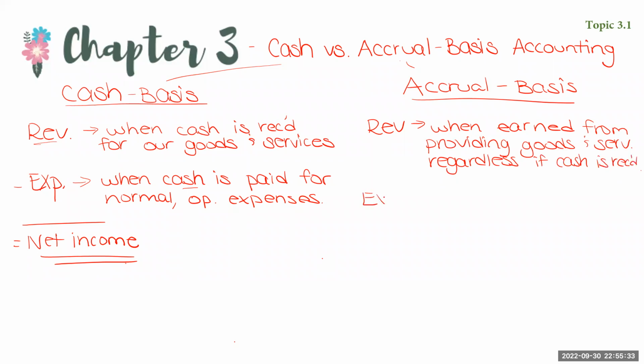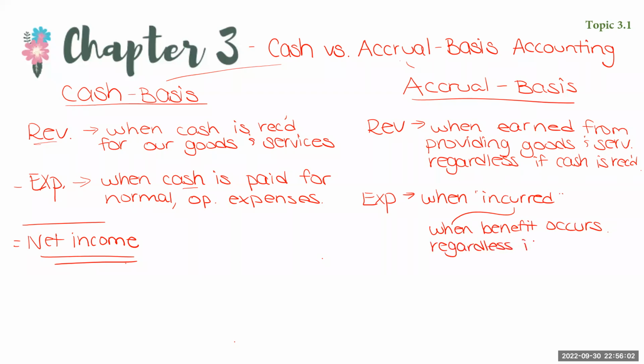Okay. Under accrual basis, when do we consider something an expense? When incurred. Incurred just means when the benefit occurs. Okay, because that represents a legal obligation to pay. And that's regardless of whether cash is paid out yet. We subtract our expenses from revenue. That gives us net income.